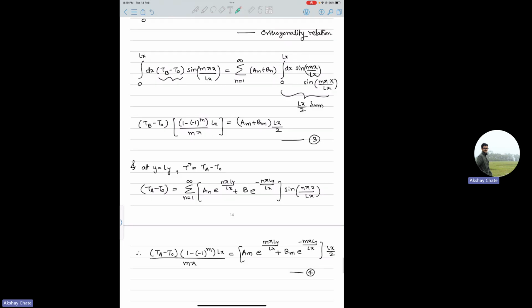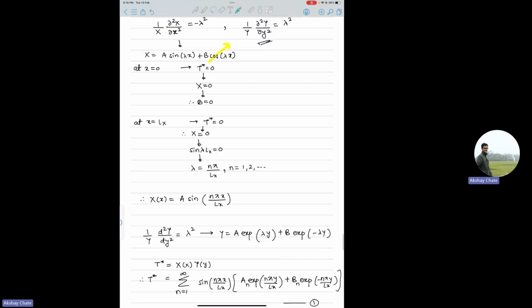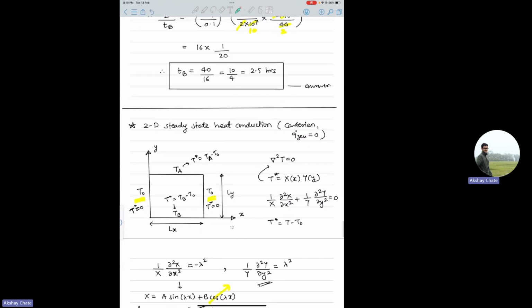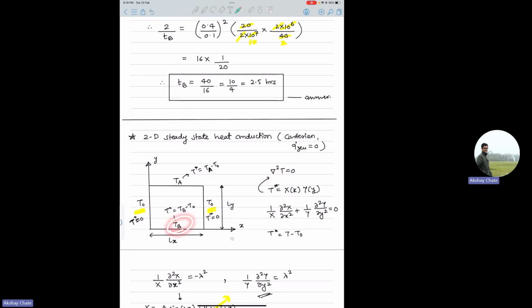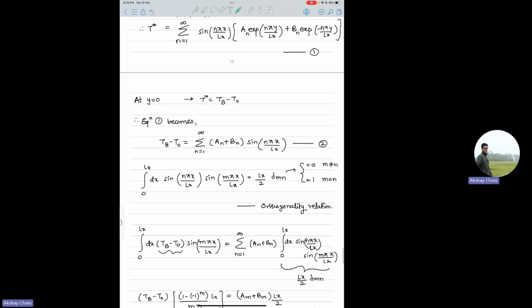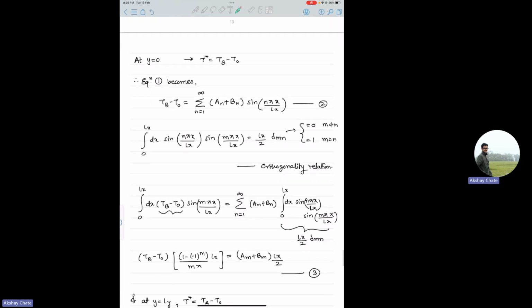Coming back to your assignment problem, in the assignment, your bottom boundary is again at 0. All three are at 0, and this fourth one is at 1. So what does that change? The first part remains the same. In the second part, where you use orthogonality, this part is equal to 0 in your assignment problem's case. If that is 0, then am and bm will become am equal to minus bm. That will be equation 3. And here this T star is 1.